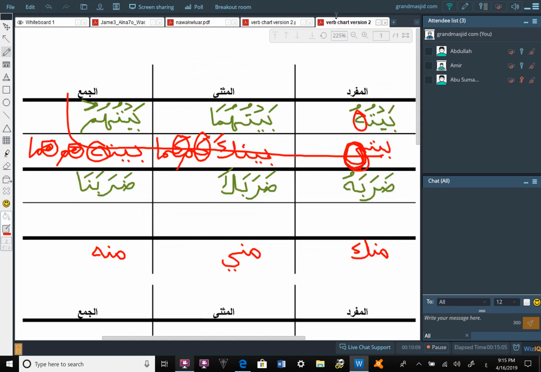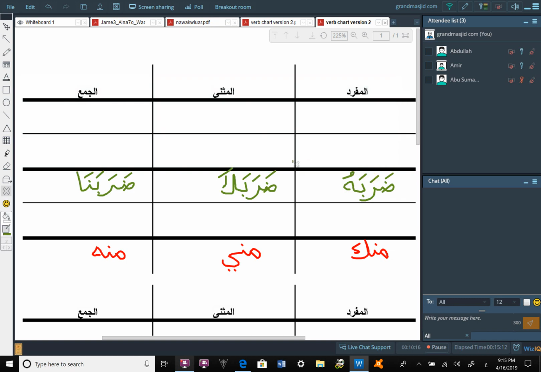When it's connected to a verb, such as in daraba, darabahu, darabaka, or darabani, whatever. You could put darabani, just the noon there to make it easier, since darabi is hard to say. So darabani, darabaka. This ya here, this kaf here, whether it be kum, ka, ki, kunna, kuma, doesn't matter. This ha here, whether it be darabahuma, hum, ha, hunna, doesn't matter. This ha is all the same ha.